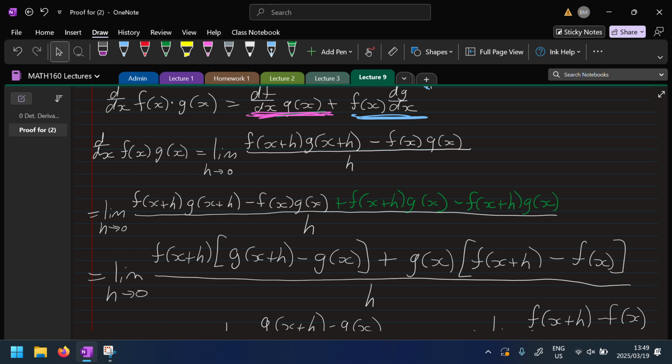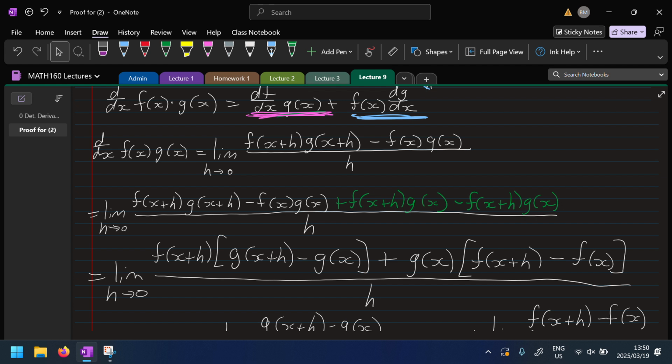So what do we need? What is the top part for the derivative of g? g of x plus h minus g of x. Let's look for those terms. Here's g of x plus h. Okay, what else do we need? g of x. Where's that? We put that together.